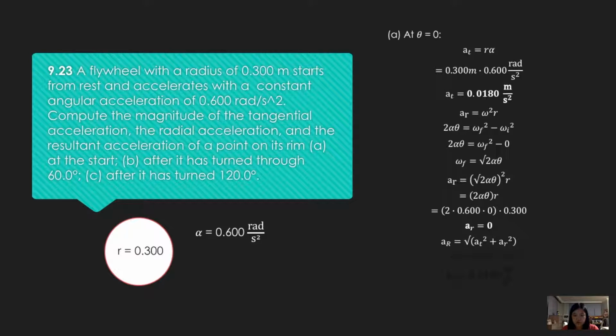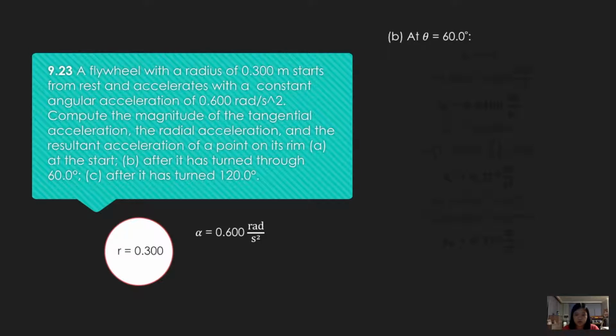Now for the resultant, substitute to that equation, square root of the square of tangential and radial acceleration. That's square root of 0.0180 squared plus 0 squared, and you'll get the answer, which is simply equal to tangential acceleration. Now at theta equals 60 degrees or pi over 3, we'll simply repeat the process.